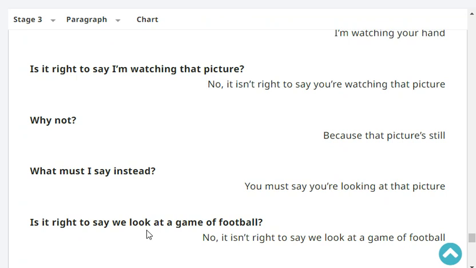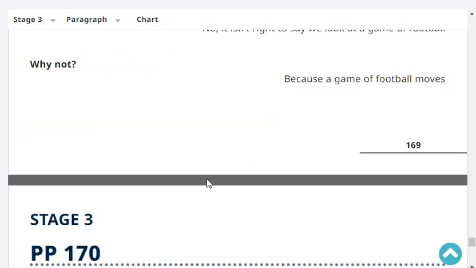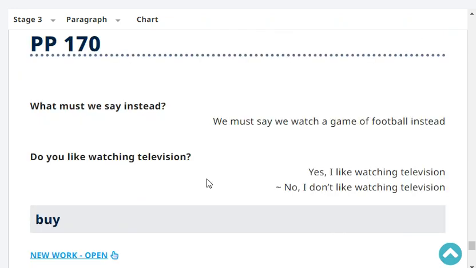Wait, is it right to say we look at a game of football? No, it isn't right to say we look at the game of football. Why not? Because the football game moves. Very good. Okay, what must we say instead? We must say we watch a game of football instead.